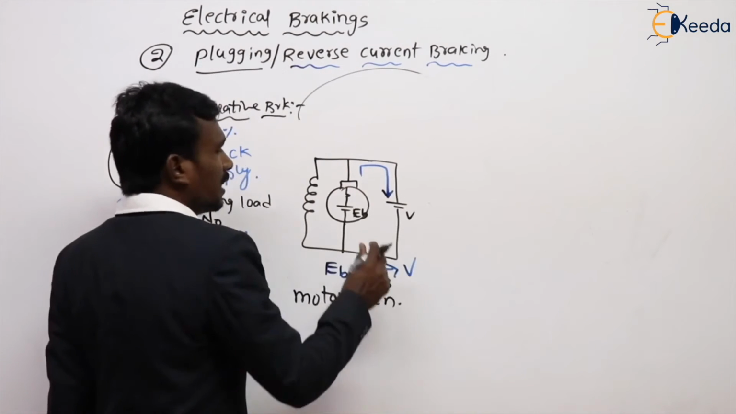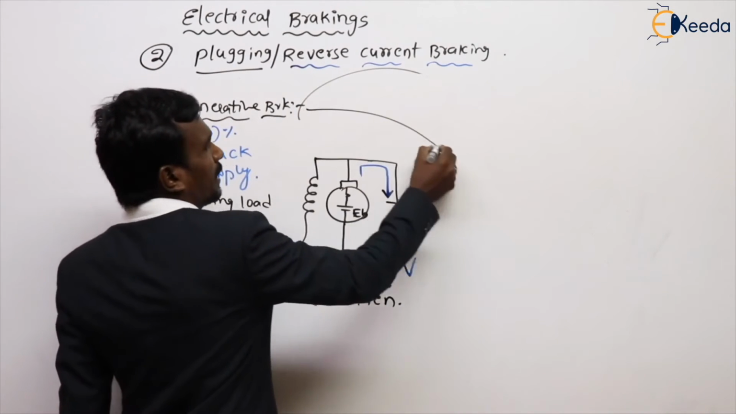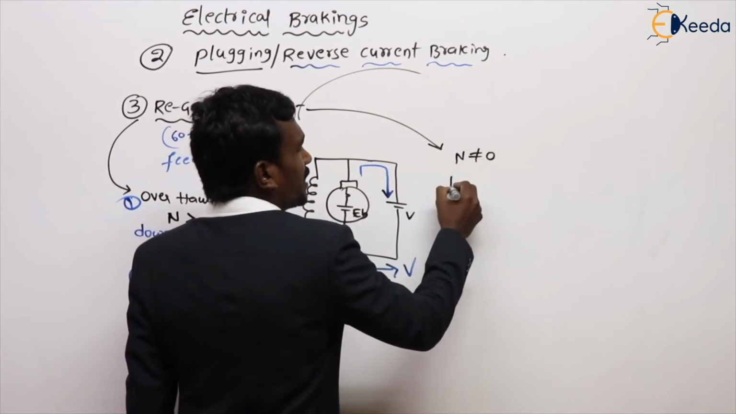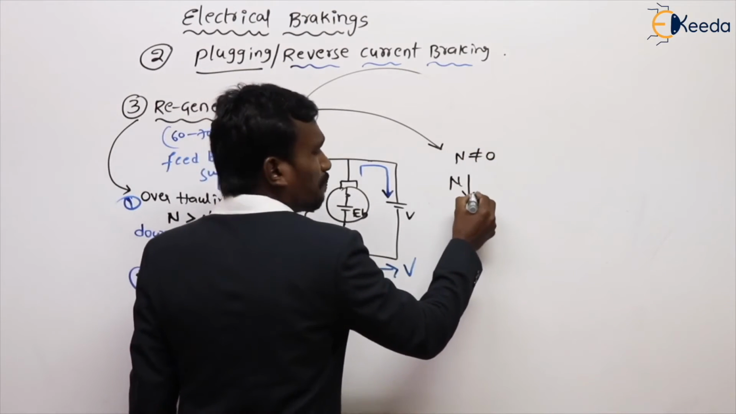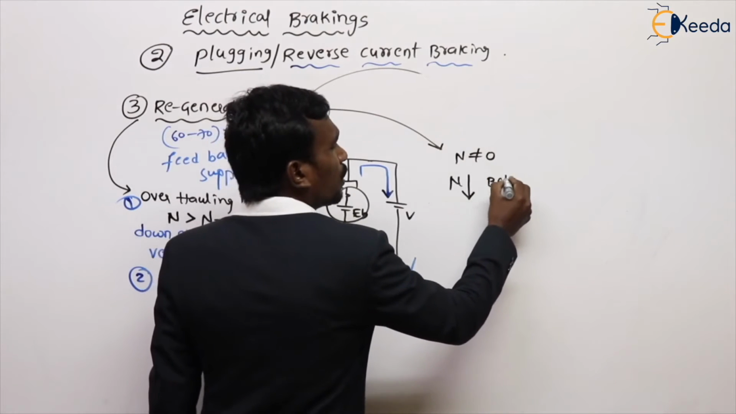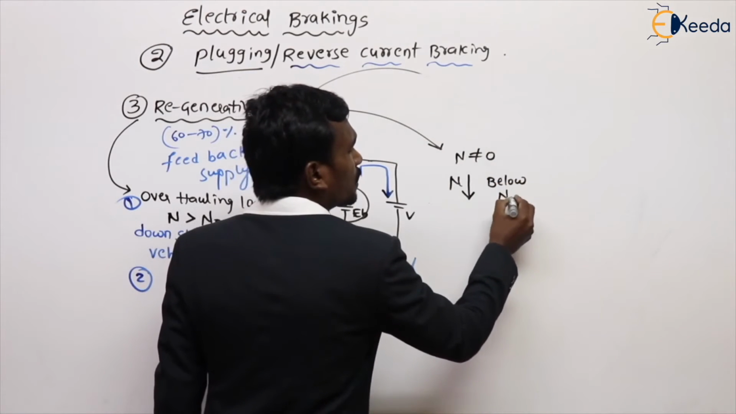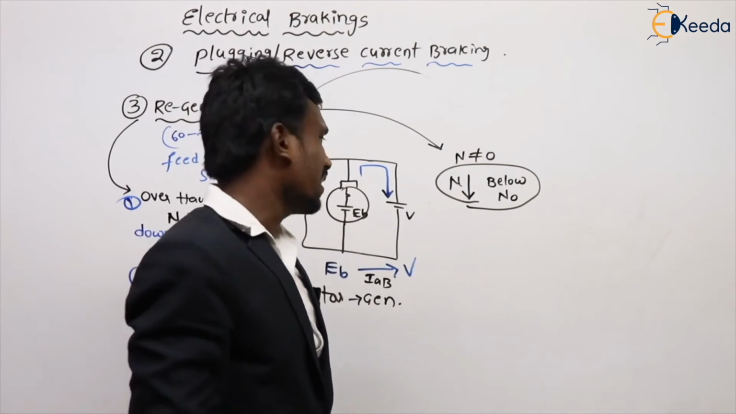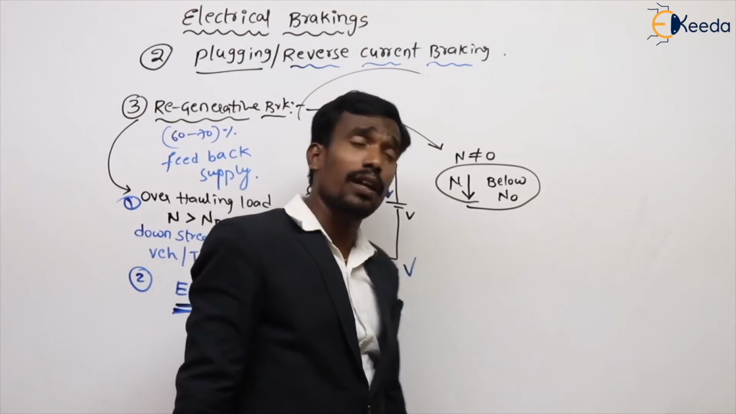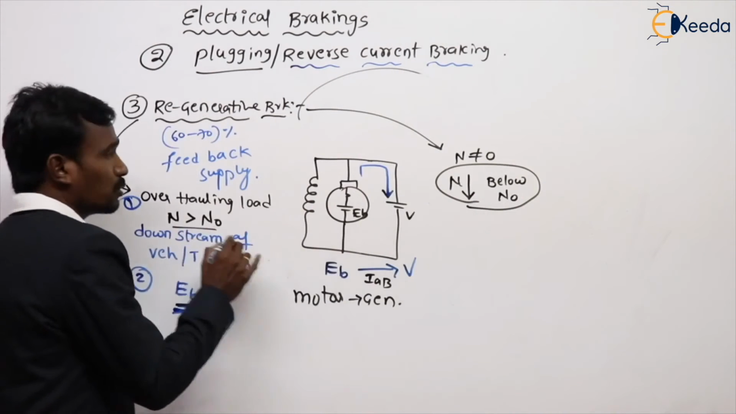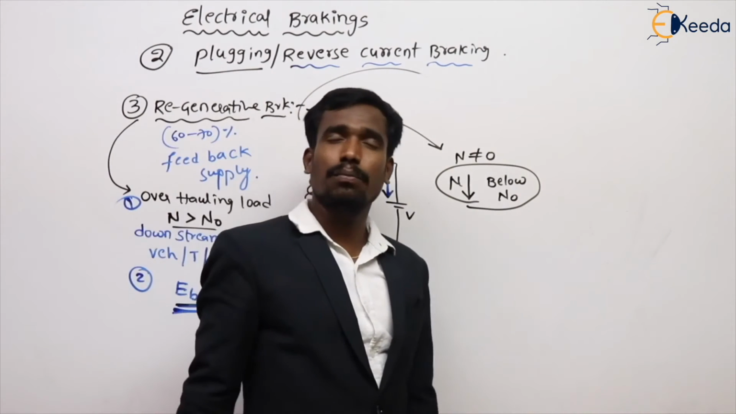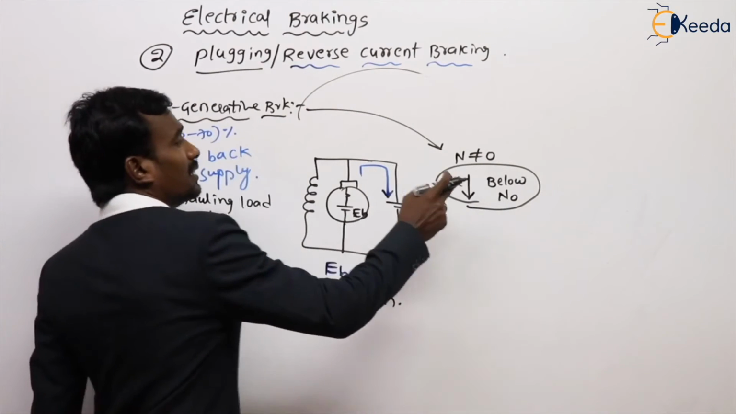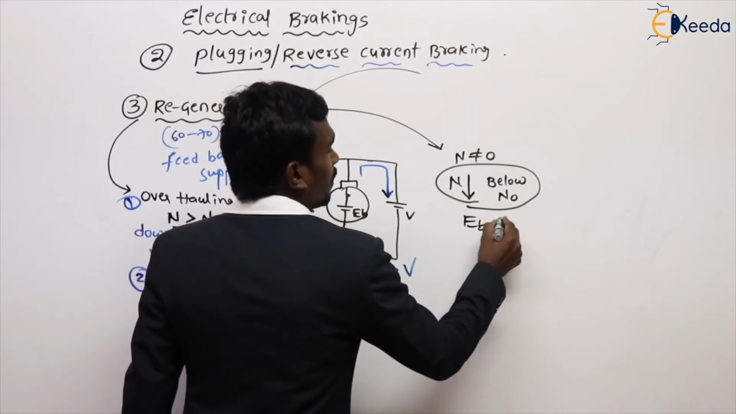Generally the regenerative braking method is not used to bring the motor to zero speed, just to reduce the speed to below the no load speed only. In this method we can't get zero speed. It is used to reduce the speed from above rated speed to below rated speed, to below no load speed only. At this condition again EB is less than V.